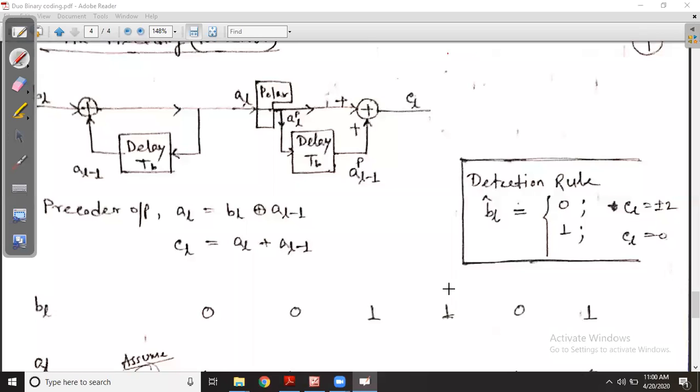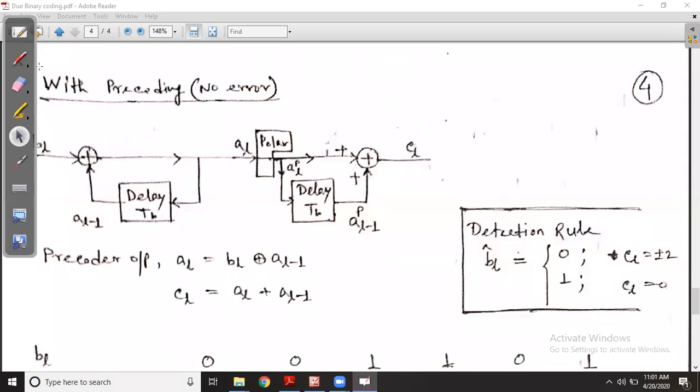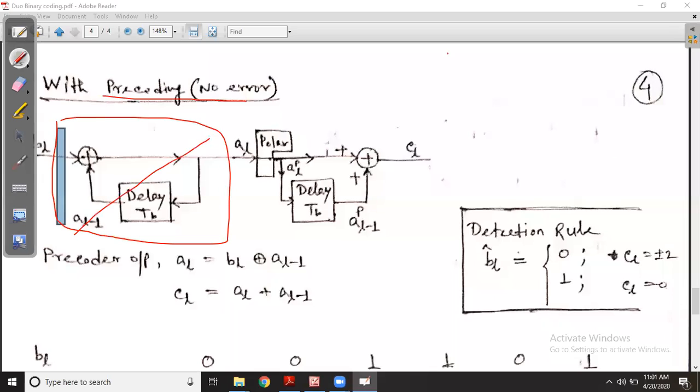So in the same way we are going to do. One more thing you have to listen carefully here: this duo binary is actually known as pre-coding. In the previous block there is no pre-coding technique, but in this block there is a pre-coding technique. That pre-coding block is nothing but this one. Within 10 minutes I will finish. This block is nothing but your pre-coding block.